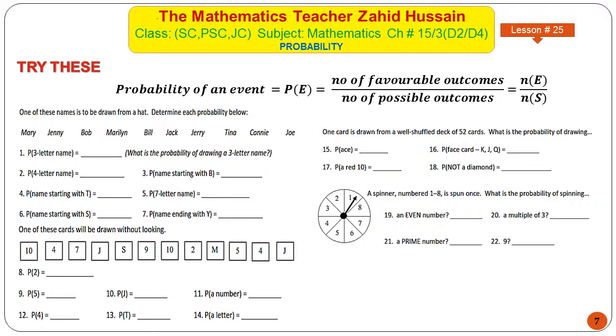Now try these questions please, using this formula. One of these names is to be drawn from a hat. Determine each probability below. These are the names. Probability of a 3-letter name. How many names are there having 3 letters? Joe, Bob. Only 2. And total number 1, 2, 3, 4, 5, 6, 7, 8, 9, 10. So its probability is 2 by 10 or 1 by 5. Similarly, you will solve these questions.